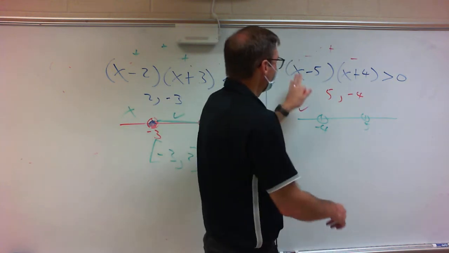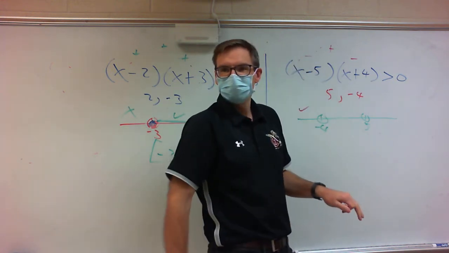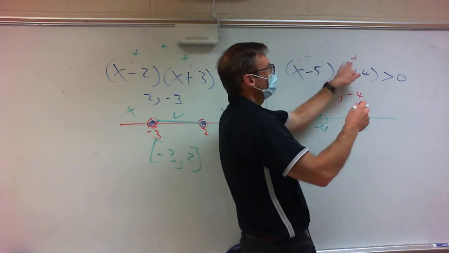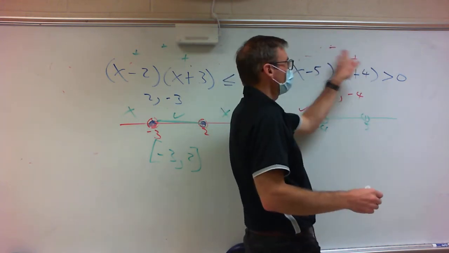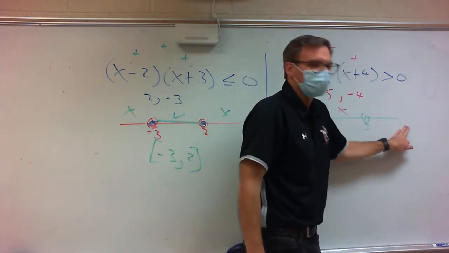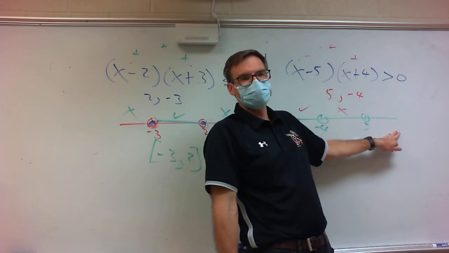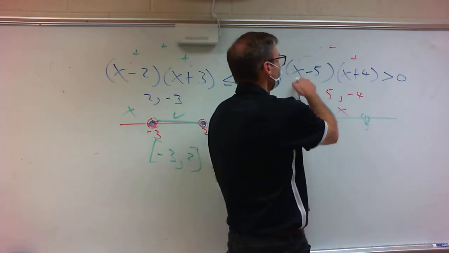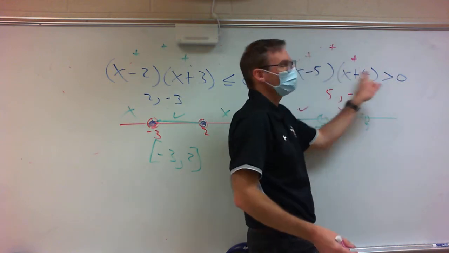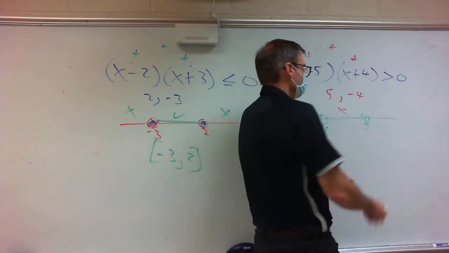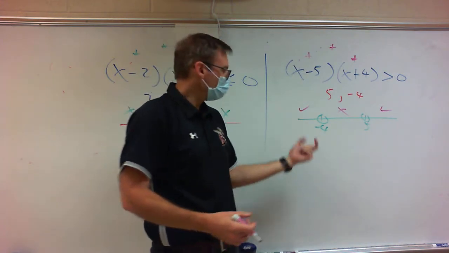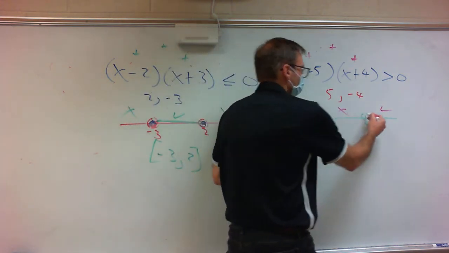0 minus 5 is negative, 0 plus 4 is positive. Negative times positive is negative. Is negative bigger than 0? No, that doesn't work. Then I'm going to pick a value over here. Guess what I pick? 100. 100 minus 5 is clearly positive, 100 plus 4 is clearly positive. Everybody's positive. Is that bigger than 0? Yep. And so in this case, I have 2 areas that work, don't I? I'm going to shade here and here.